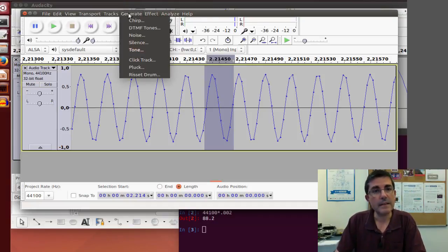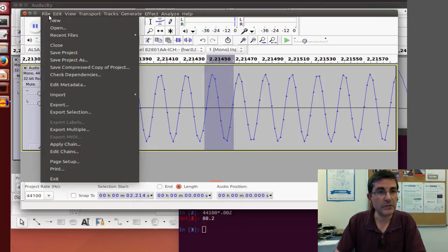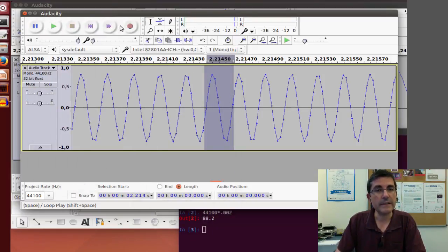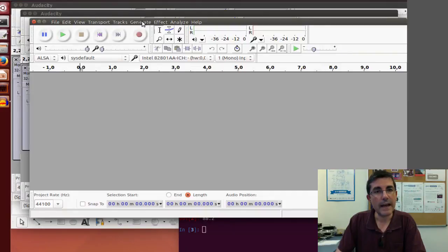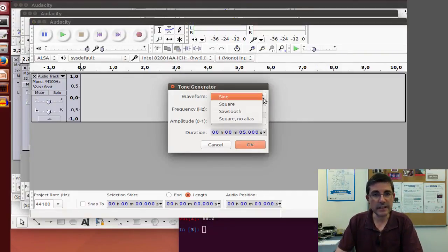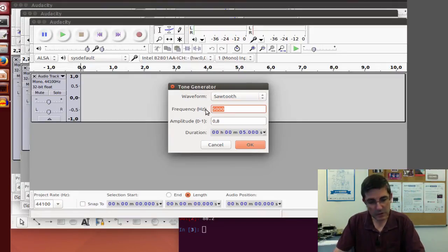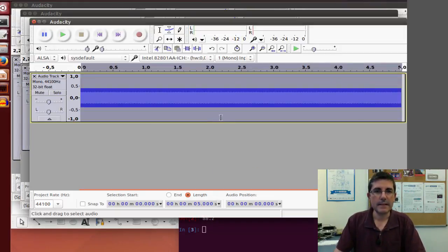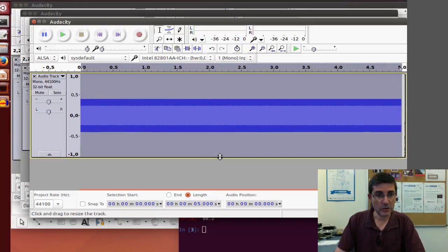Okay, let's look at another periodic signal, but different from a sinusoid. So we will create a new file, and we will generate a tone, but in this case let's generate, for example, a sawtooth. And instead of 5,000, let's go back to the 500 Hertz. And maybe the amplitude, we don't have to put it that high, because this is a very rich sound and it will be quite loud otherwise. Okay, so this is a sawtooth waveform. Again, we can now listen to it.